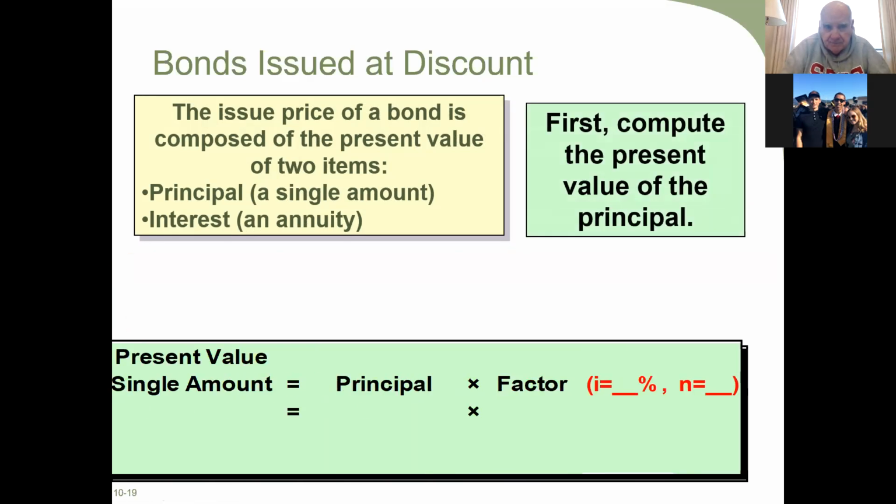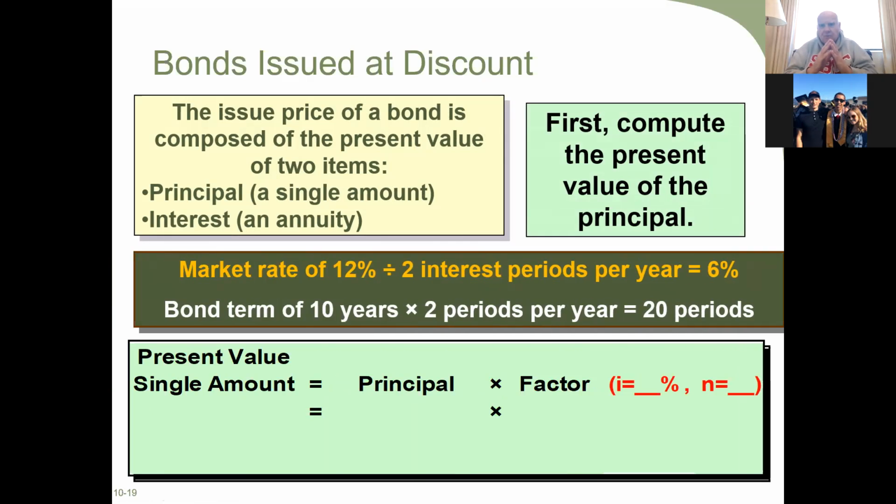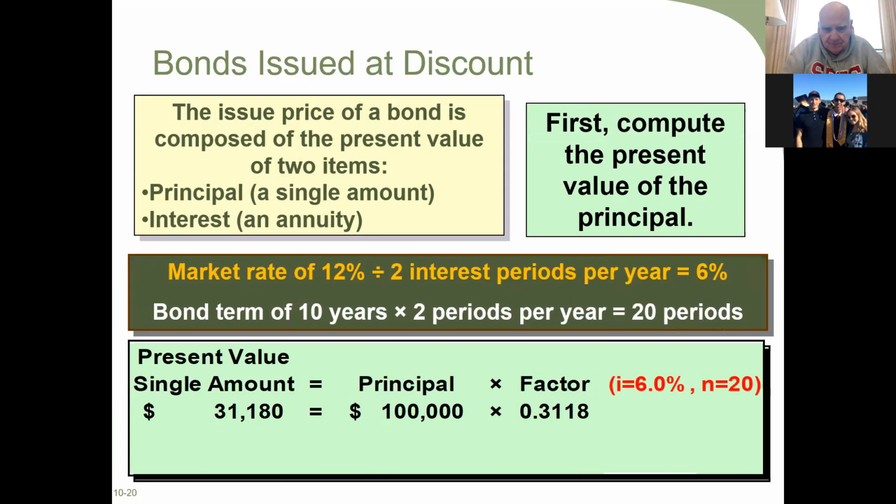Okay, that's nice. So the first thing we need to do, Daniel, is compute the present value of the principal, which is the $100,000 number. So we have to go to the present value table using the market rate of 12% for 20 periods. I don't know if you have the table in front of you, you should see this factor, 0.3118. You see it there? I don't know if you do or not.